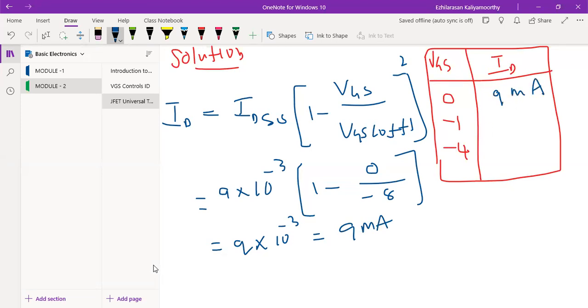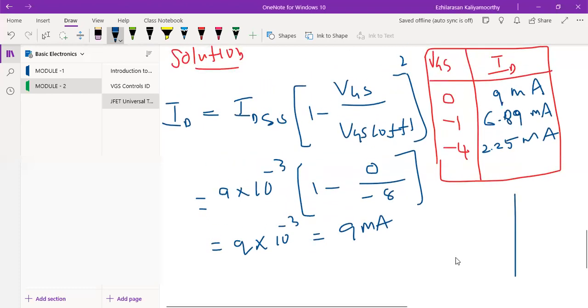Similarly, we need to find out the second and the third. So for the second value, minus 1, can anyone tell the answer for the second one? See here, the VGS ranges from 0, minus 1, minus 4. The corresponding ID values are 9 milliampere, 6.89 milliampere, 2.25 milliampere. From this we can summarize that as VGS magnitude increases, the current ID decreases.